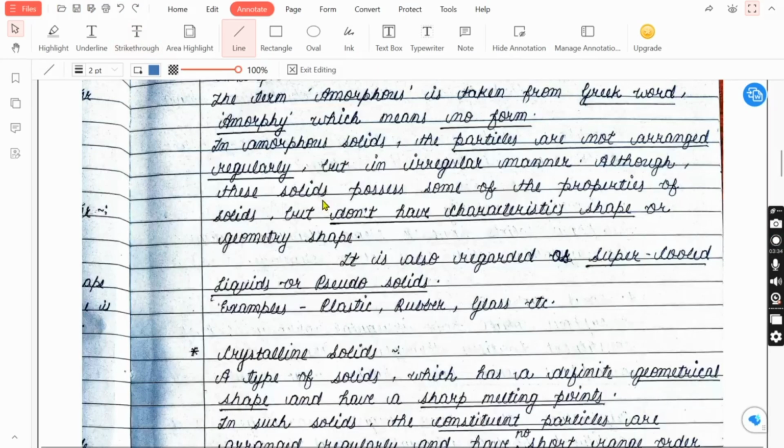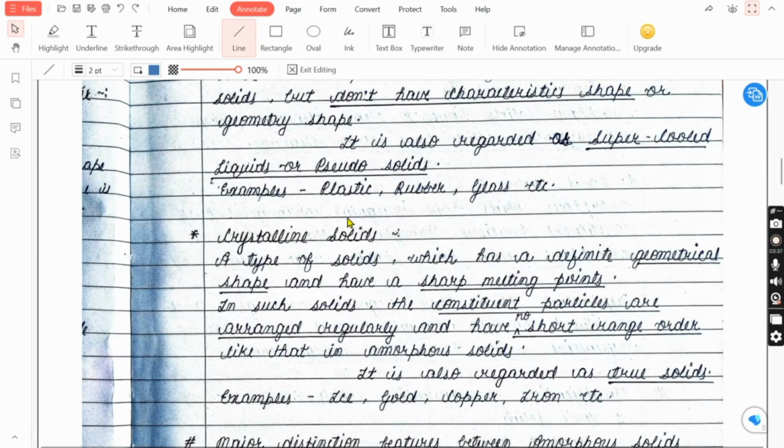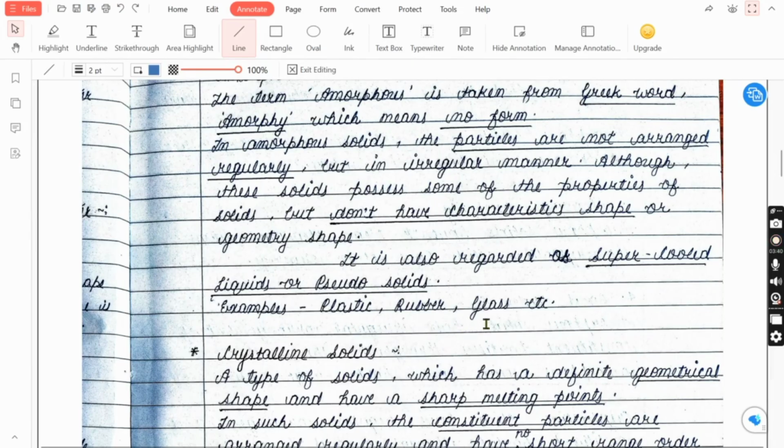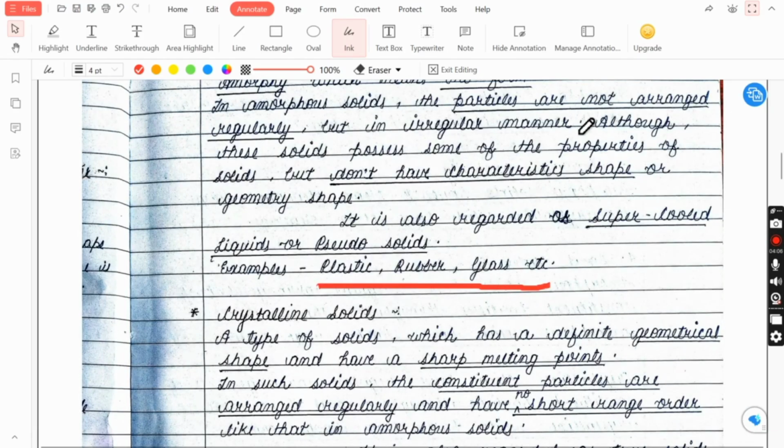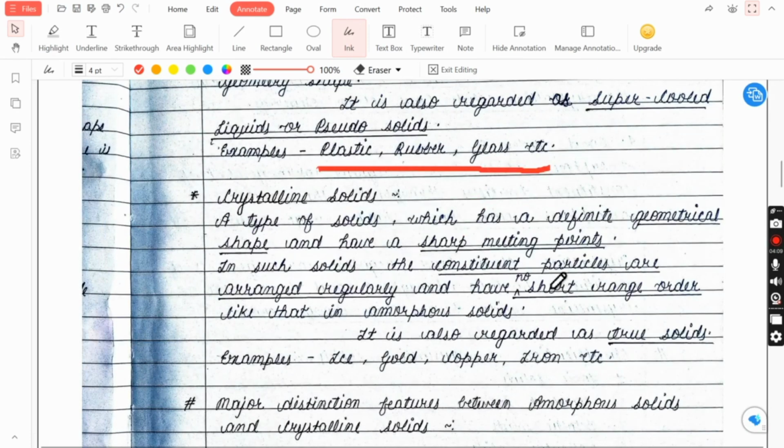Then to move ahead, what is crystalline solid? Examples are also there in case you want them. Plastics, rubbers and glass are typical examples of amorphous solid. You should note it down. Then to move ahead with the crystalline solid, another type of solid, it is a little bit different. It has a particular geometrical shape. It has a very sharp melting point. What we studied is that amorphous solids have no arrangement of particles, but in crystalline there is a particular structure of all the constituent particles of the solid.